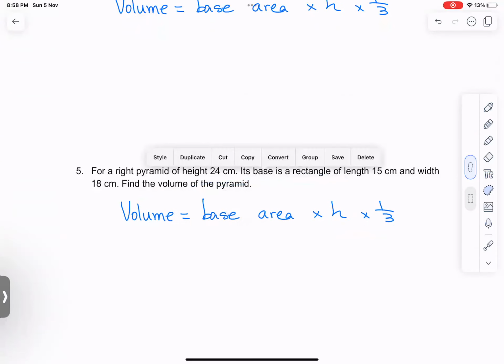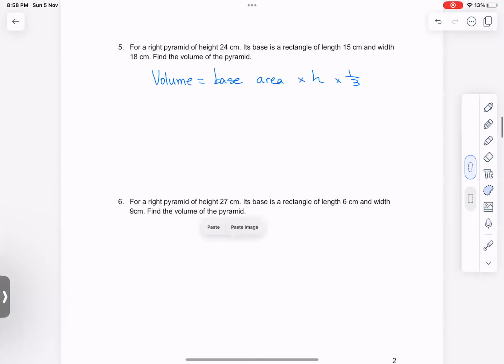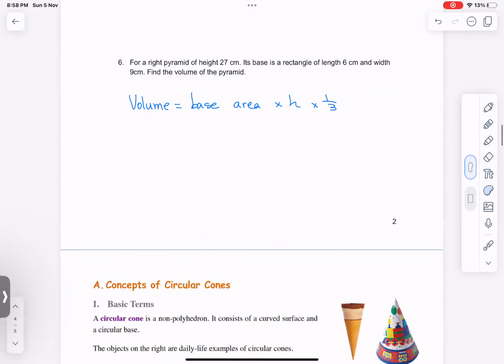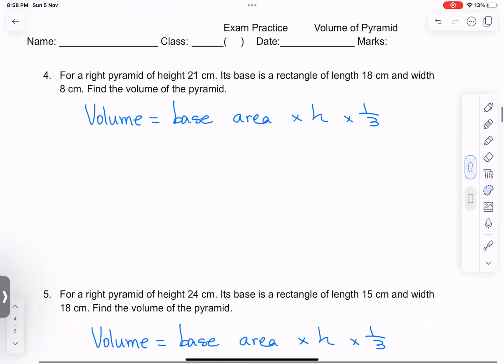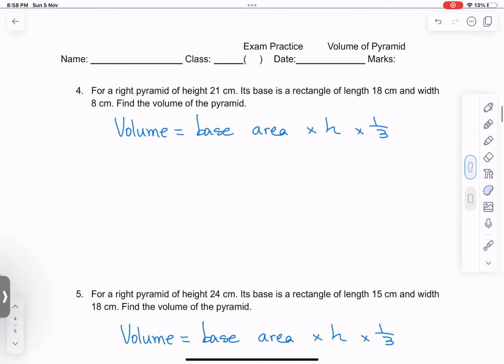So for all the volumes, it's up to you if you want to write this every time or not. Okay, you write them. We just have a few more questions for pyramid and then we go to cone. I just need you to understand the basic concept from this video. So the base shape here is a rectangle. Rectangle area is 18 times 8. Then the height is 21.